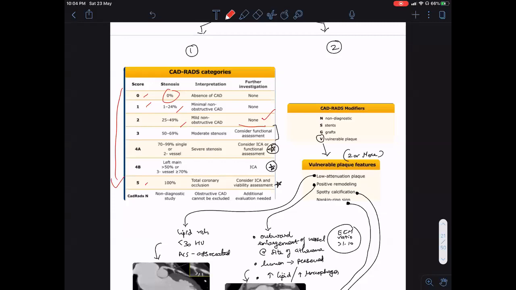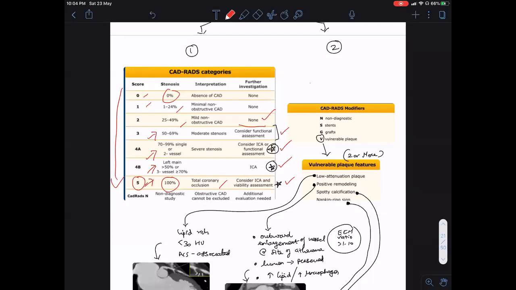If, on the other hand, the stenosis percentage increases linearly as we move through the CAD-RADS categories, we actually have to do other things like functional assessment, that is MPI or something, or we have to go and do an invasive coronary angio. When the CAD-RADS is 5, which is 100% stenosis, total coronary occlusion, we have to probably consider a viability assessment at this point. So this is the CAD-RADS category.